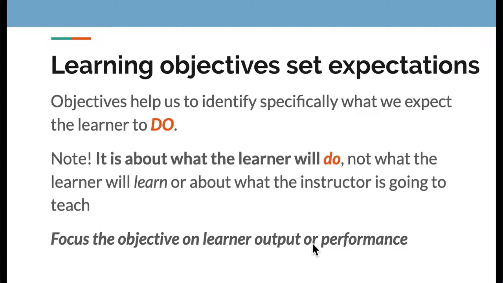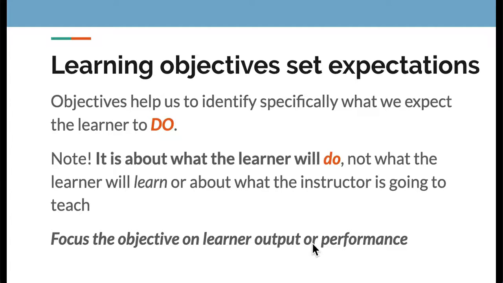So here we know that learning objectives set expectations for what the learner is going to do. Listen very carefully. The learning objective is about what the learner will do, period. The learning objective is not what you plan to teach them. It is not what the learner will learn, because that verb learn is too vague. It has to be something very specific.